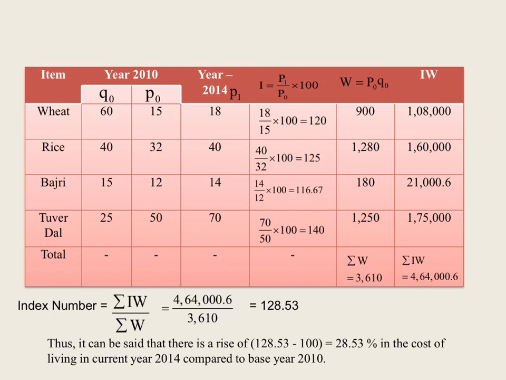And now simply IW, and put this Sigma IW in the formula and divide by Sigma W. So here we get the answer of 128.53. That is our index number. And we can say that there is a rise of 28.53% in the cost of living index in the current year as compared to the base year.